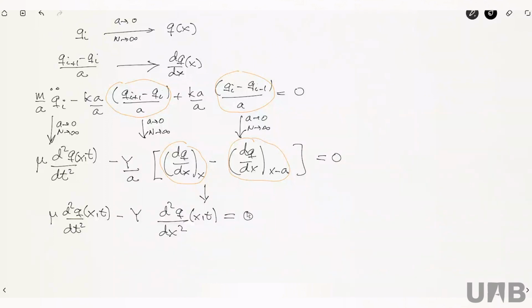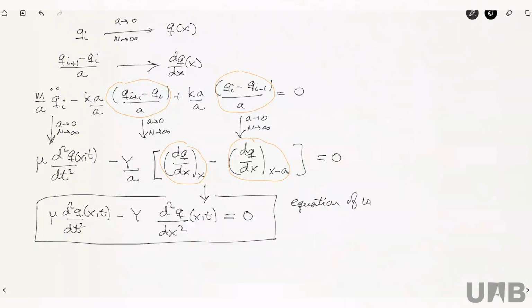And this has to be 0. Okay? So we have already obtained a continuous version of this discrete equation of motion, right? So this is the equation that we obtain when we take this limit. This is the equation of motion for an elastic rod. And indeed, this is the equation of motion for an elastic rod.